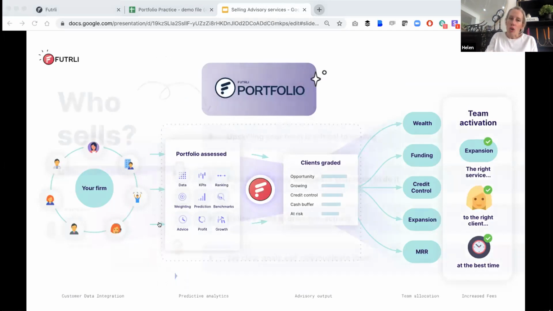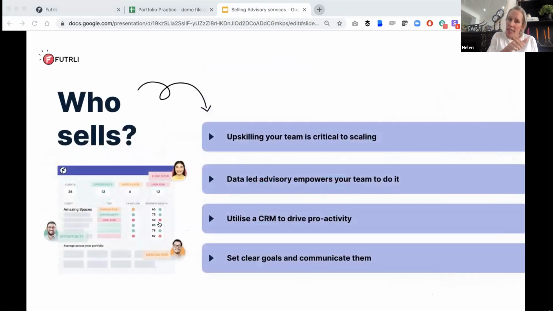Cool. So we've got the sales process. You know what you're saying. You know how to qualify your clients. You've got your pricing sorted. You've got your target list of clients generated by Portfolio where you can pinpoint exactly who needs your help when.